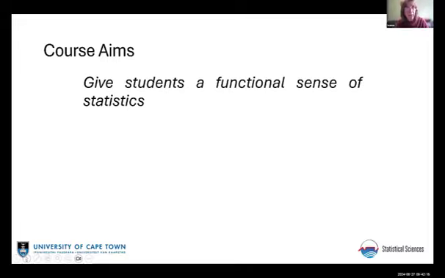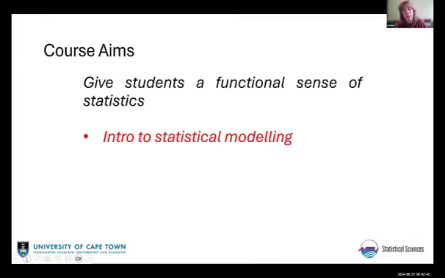So just quickly, the course aims. We're looking at an introductory applied statistics course, where a lot of them won't actually get any further training in statistics. We want to end up giving them a functional sense of statistics, not turn them into statisticians, but that they understand the really fundamental concepts. So we're talking about an introduction to statistical modeling. We introduce them to the major probability distributions and give them a sense of how you set about to explore actual data and to get information out of it.